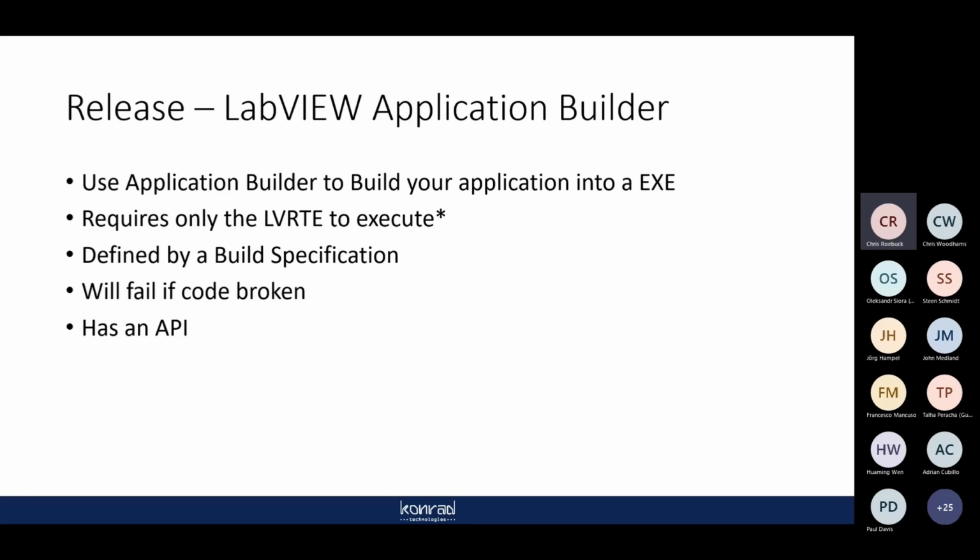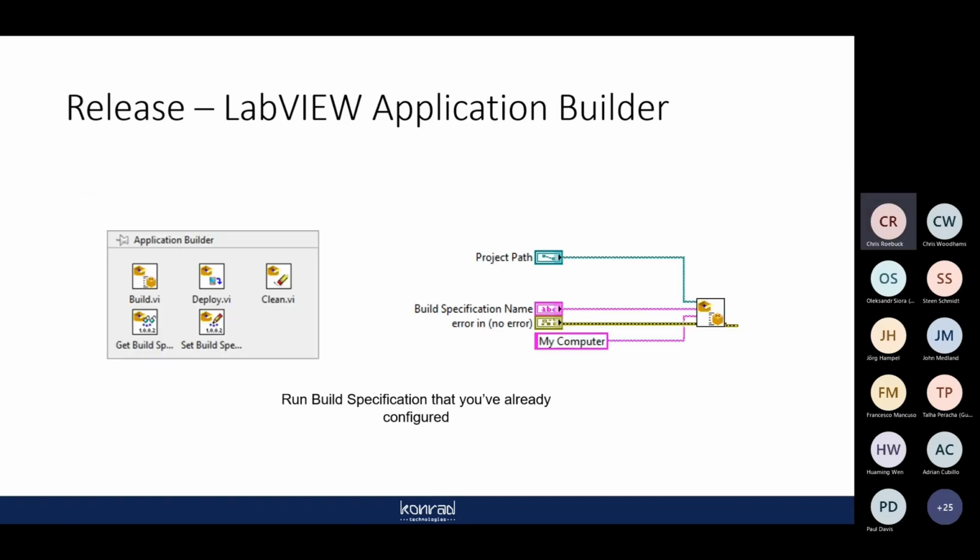Of course, Steen showed some really cool tools earlier today where we could programmatically build some of those things, but we're taking baby steps here. So we might want to configure our build specification as part of our project. That build will fail if the code is broken, and it has an API. The LabVIEW Application Builder has an API that allows us to programmatically run a build specification and produce some kind of build output, whether it be a source distribution, an installer, an EXE, whatever it is.